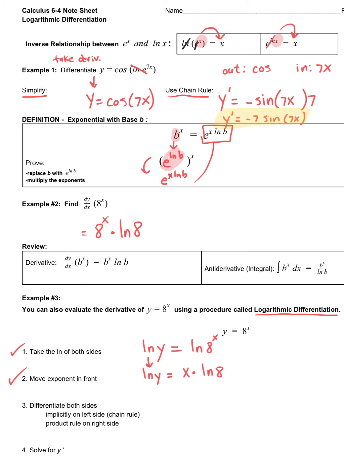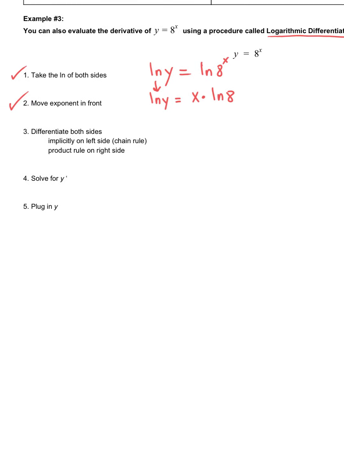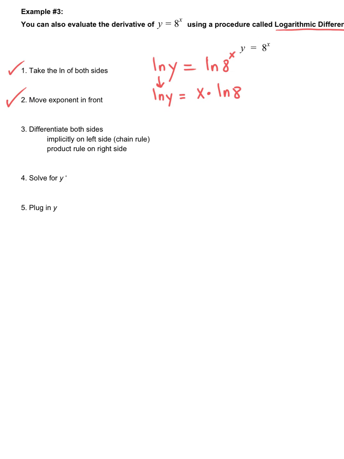Now we're ready for the third step. I'm going to move this up. The third step is to take the derivative of both sides. On the left, we are going to be using the chain rule, and we have to use implicit differentiation. There's a y there. So if you remember the chain rule, our outer function there is ln, and our inner function is y. And again, we have to use implicit differentiation.